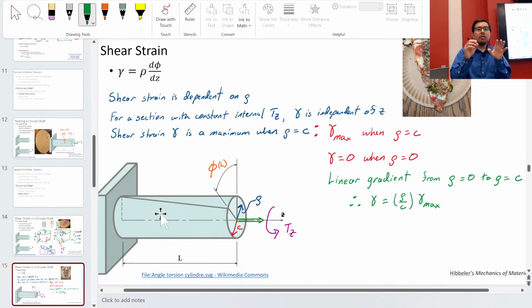If I integrate all this up, I can figure out what the actual angle of twist is. The angle of twist here is not the same as the angle of twist here, but the shear strain here is equal to the shear strain here. So as you get a longer shaft, for a given amount of torque, keeping the material constant and the radius constant, do you expect more twist or less twist for a longer shaft? More twist, right?